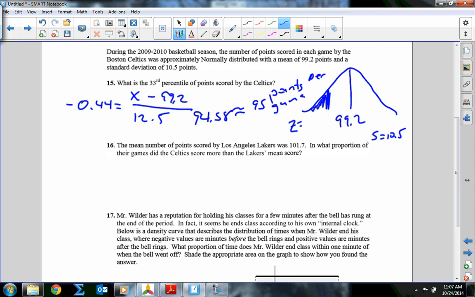I remember somebody I think said 95% here maybe. We definitely don't want to do that. Make sure you're keeping your units right. So this is 95 points per game.